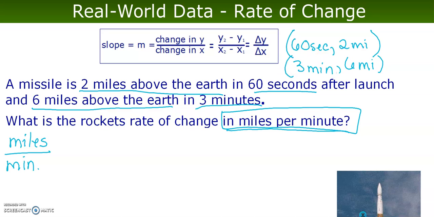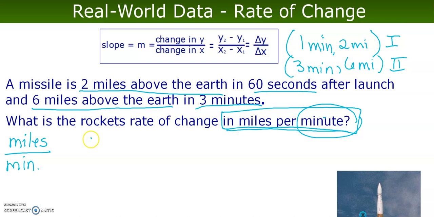Notice that my measurement in time is in seconds and in minutes. So when I look at my question, it says miles per minute. So that means I need to change the 60 seconds into minutes. And luckily for us, that works out nicely because 60 seconds is equivalent to 1 minute. Now that I have my 2 ordered pairs from my word problem, I'm going to go ahead and put it into my rate of change.